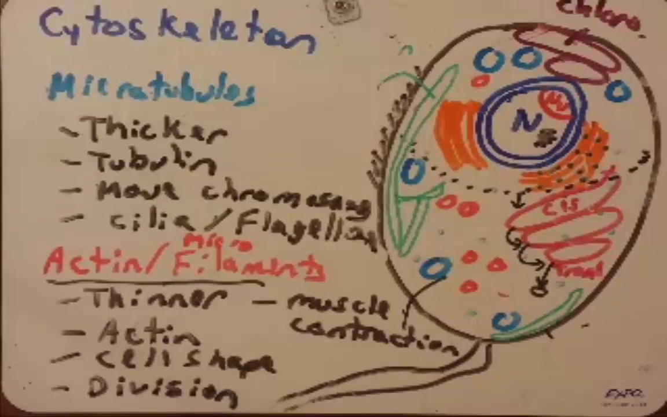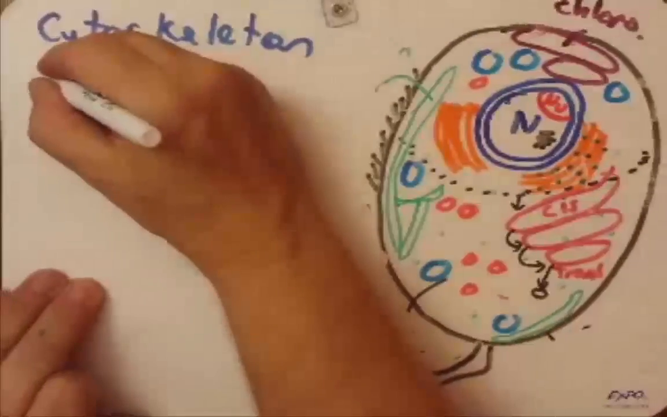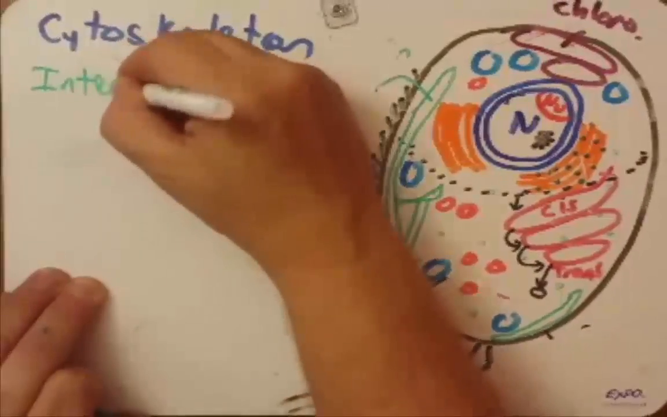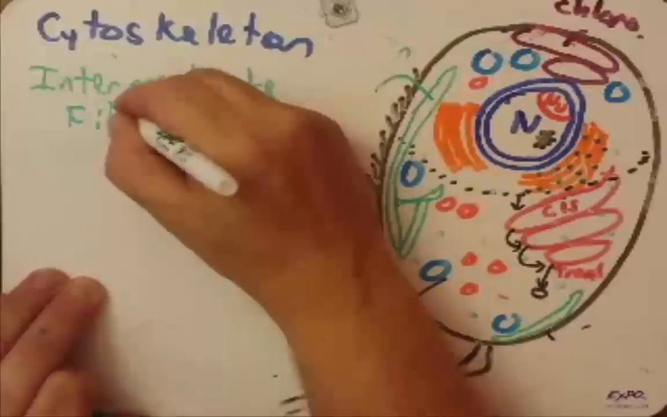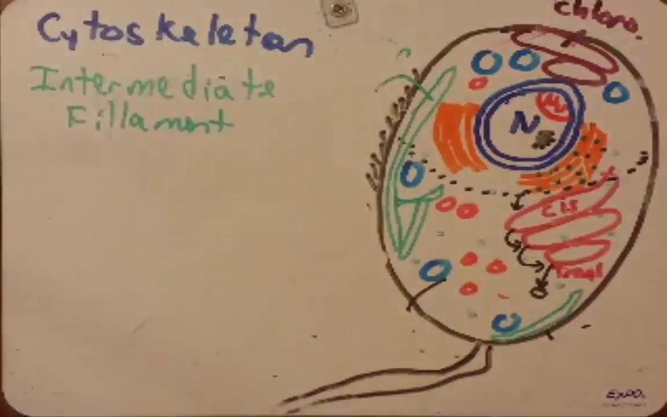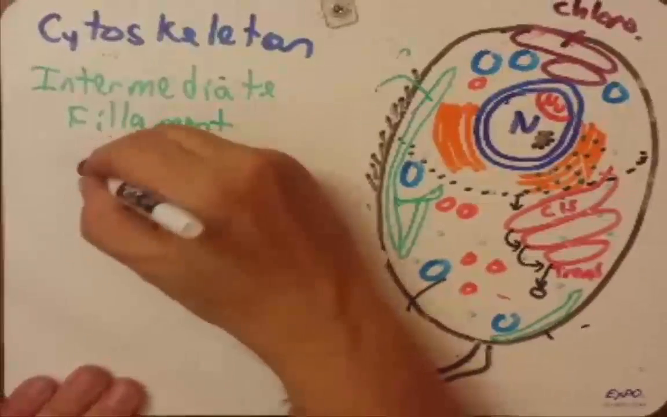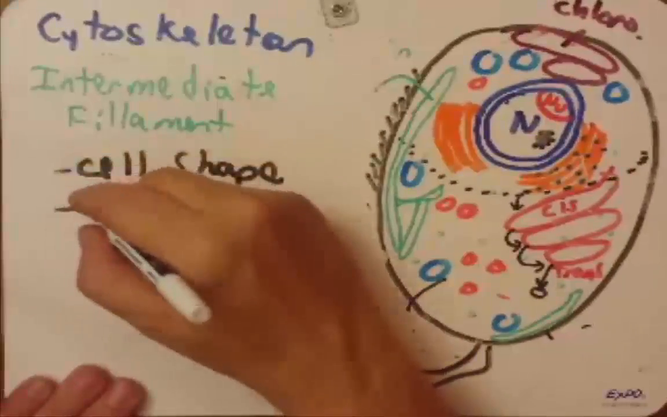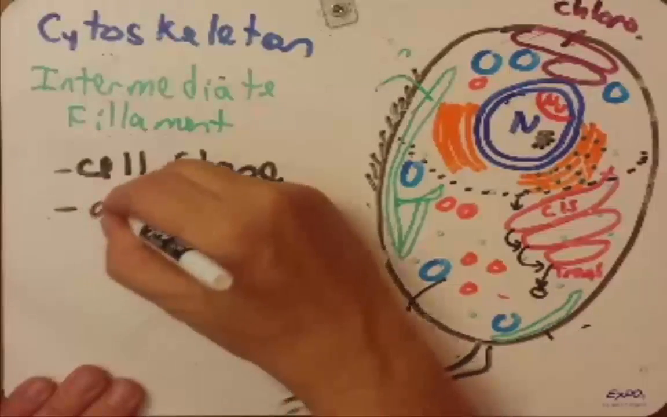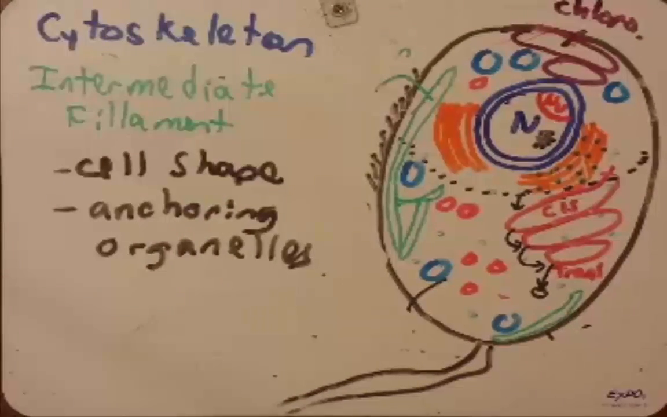There is one more kind of cytoskeleton that I want to tell you about, and I don't have room to write it here, so I'm going to have to erase this. And this third cytoskeletal component is called an intermediate filament. They have several kinds of functions. We'll just list two here. Just like the actin microfilaments, they play a role in maintaining cell shape, and they also play an important role in anchoring organelles, holding them in place at certain times.